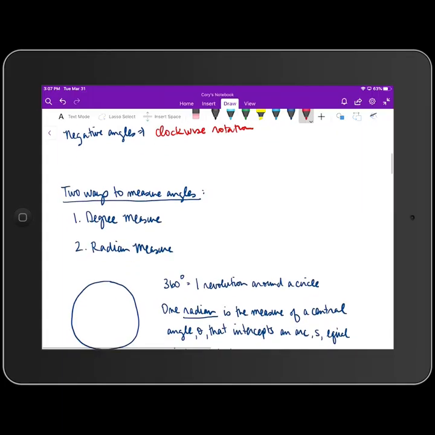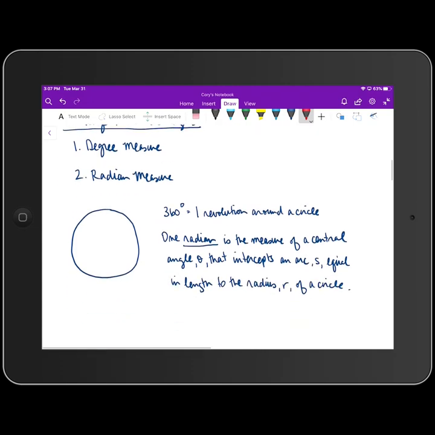Okay, so we have two ways that we're going to measure angles. In this class, the majority of the time we're going to work in radian measure, but from what you've done in the past, I'm sure you've worked exclusively in degree measure. For those of you who go on to take physics, you work more in degree measure. In pre-calculus and calculus, we work almost exclusively in radian measure. So we're going to talk about those two measures and the relationship between them.